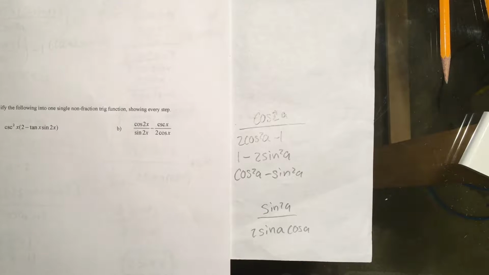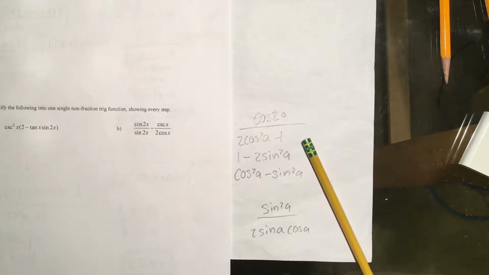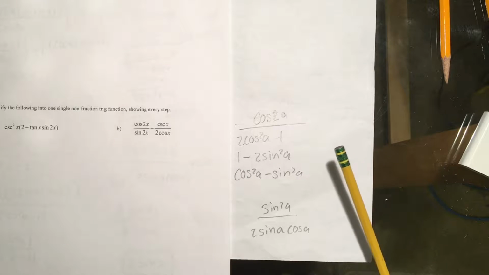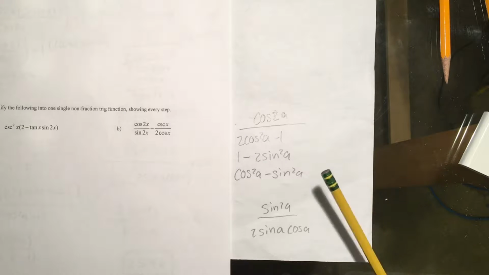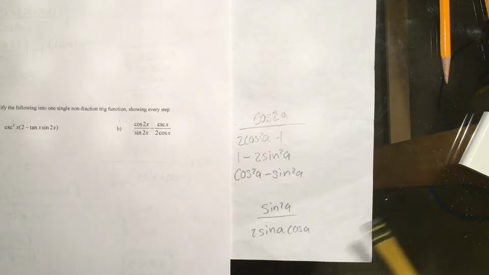Okay, so today we're going to be going over trig identities, but with the double angles. So first we need to know that cosine 2 alpha can be turned into 2 cosine squared alpha minus 1, 1 minus 2 sine squared alpha, or cosine squared alpha minus sine squared alpha, and sine 2 alpha can also be 2 sine alpha cosine alpha. So we're going to use those in doing the problems.